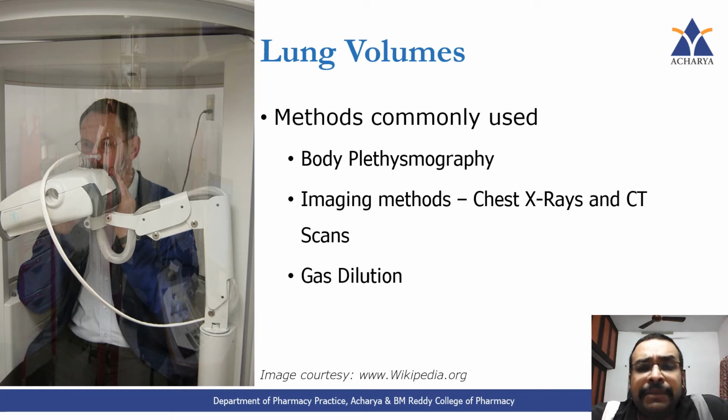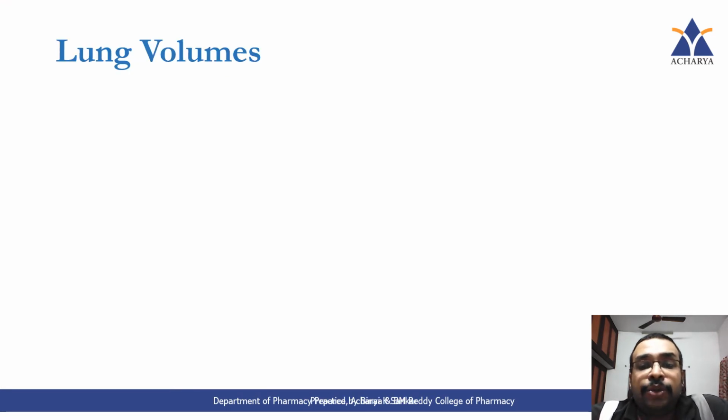And then there are imaging methods like chest x-rays or CT scans. There are high definition CT scans which can be used to measure the size and shape of the lungs. Chest x-rays will basically show any obstructions that are present in the lungs, like because of infections or inflammations. Gas dilution is another method which basically measures the amount of gas that can dilute into the blood, which is beyond the scope of this discussion. Now we'll quickly go through the different types of lung volumes.